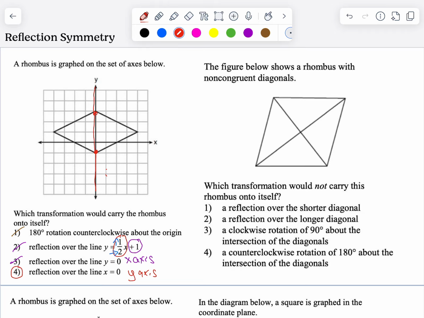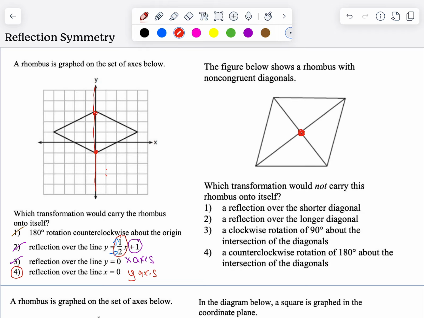Second question. The figure below shows a rhombus with non-congruent diagonals. Which transformation would not carry this rhombus onto itself? A reflection over the shorter diagonal, a reflection over the longer diagonal, a clockwise rotation of 90 degrees about the intersection of the diagonals, a counterclockwise rotation of 180 degrees around the intersection of the diagonals.